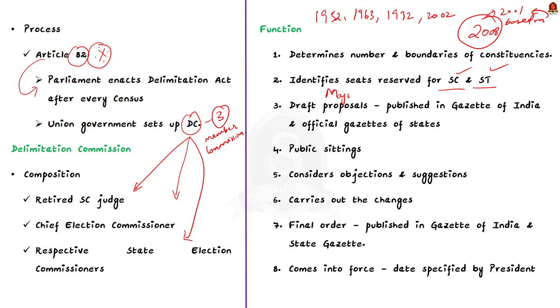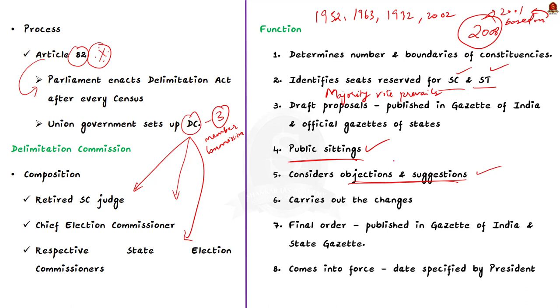The draft proposals of the delimitation commissions are published in the official gazettes of the states concerned and in at least two vernacular papers for public feedback. The commission also holds public sittings. After hearing the public, it considers objections and suggestions received in writing or orally during those sittings and carries out the necessary changes. In today's article, we particularly saw about these objections only.